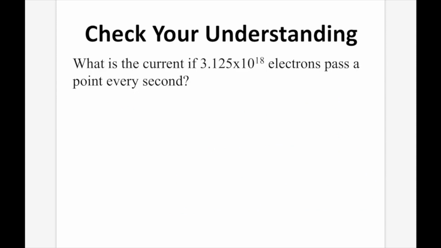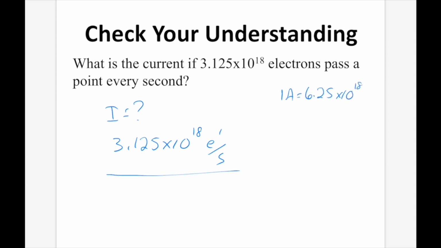Third one, what is the current? So I is the question. If 3.125 times 10 to the 18 electrons per second pass a given point, we know that if it was 1 amp, it would be 6.25 times 10 to the 18 electrons per second. So we write 6.25 times 10 to the 18 electrons per second, and then we'd say per 1 amp. You're going to take this number here, 3.125 times 10 to the 18, and divide it by 6.25 times 10 to the 18. And then you're going to get your answer in amps.